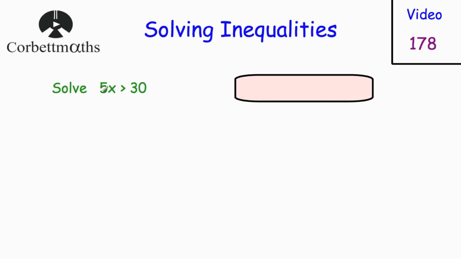So our first question says solve 5x is bigger than 30. Whenever I'm solving inequalities, I use a similar approach to the one I would use for solving equations. Here we've got 5x is bigger than 30. We don't want 5x, we want just x, so we want to get rid of this multiplied by 5. To do that, we do the opposite, which is divide both sides by 5. 5x divided by 5 is x, and 30 divided by 5 is 6. So the answer is x is bigger than 6.